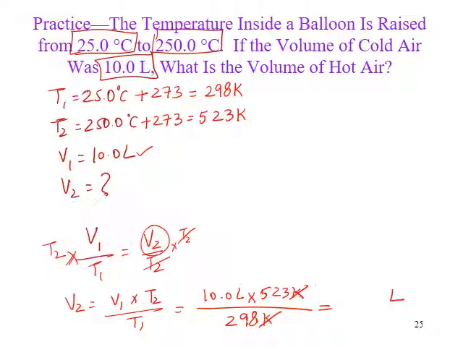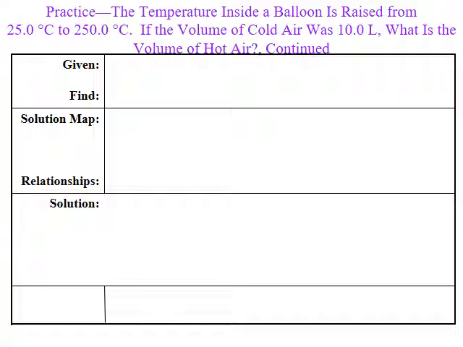If you plug all this into a calculator, it would give you 17.5 liters. I'm looking for 3 sig figs in my final answer. So 3 sig figs from here, 25.0. This is 4, but eventually I want 3 sig figs because of 10 liters, the least amount of sig figs. So this is also 3 sig figs. So this is my final answer. Okay, let's try another question.